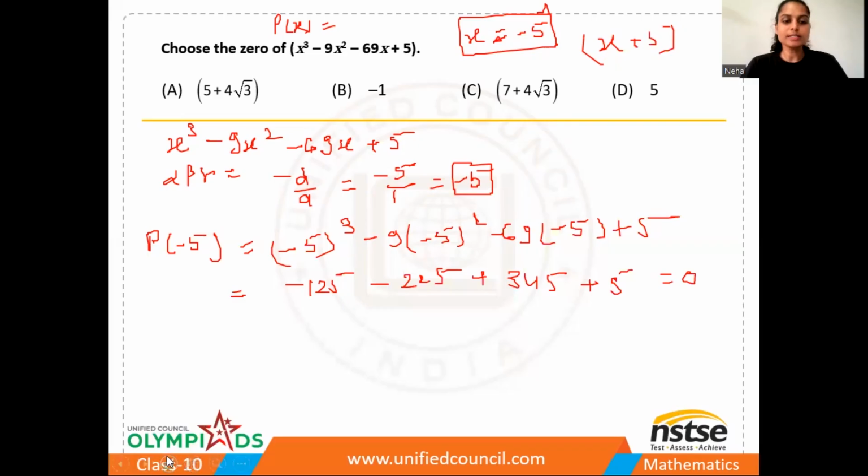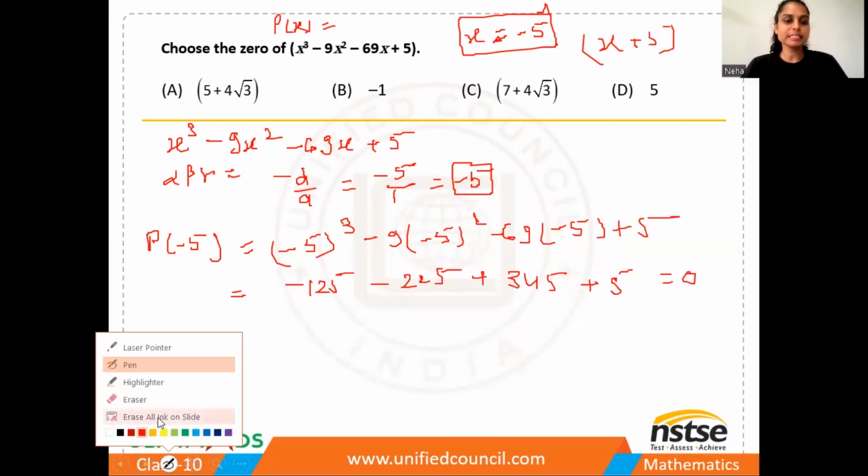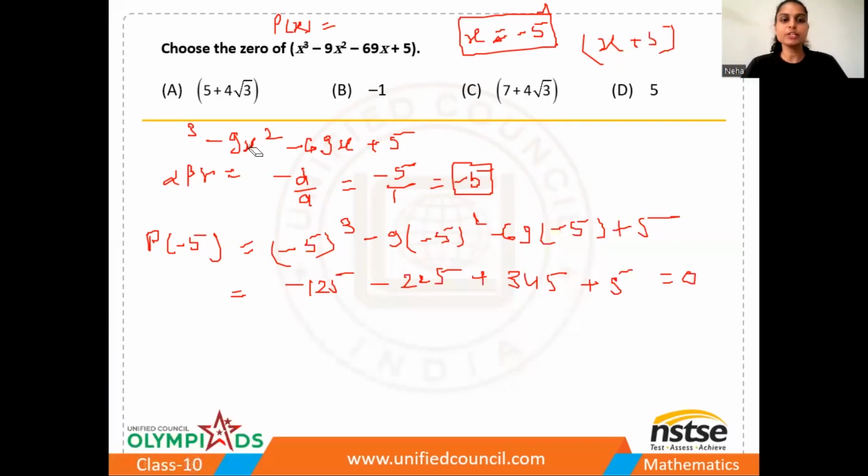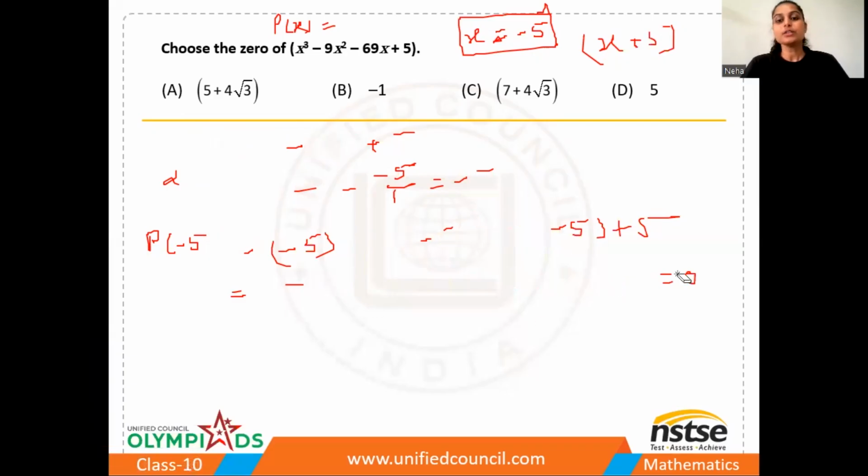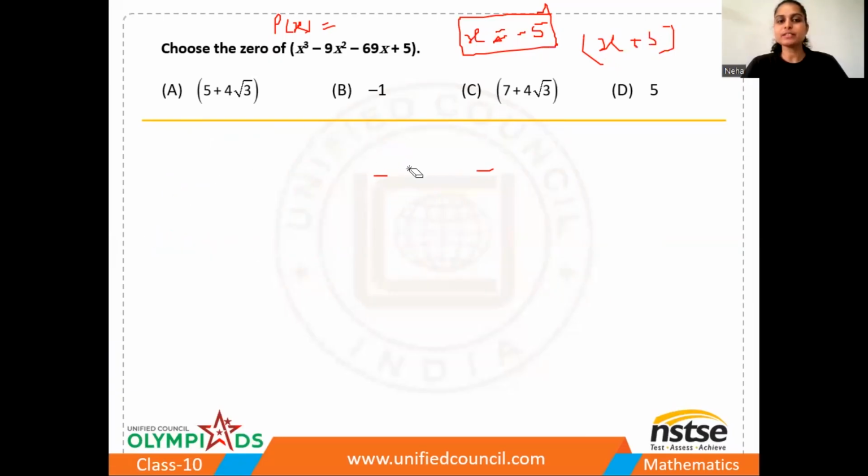Now, one 0 I have with me, but this is a cubic equation, and in a cubic equation we have in total 3 zeros, right? So, let me try to find out the remaining zeros. As I told you, x is equal to minus 5 is a 0 of the given cubic equation. So in this case, x plus 5 is a factor of the given equation, right?